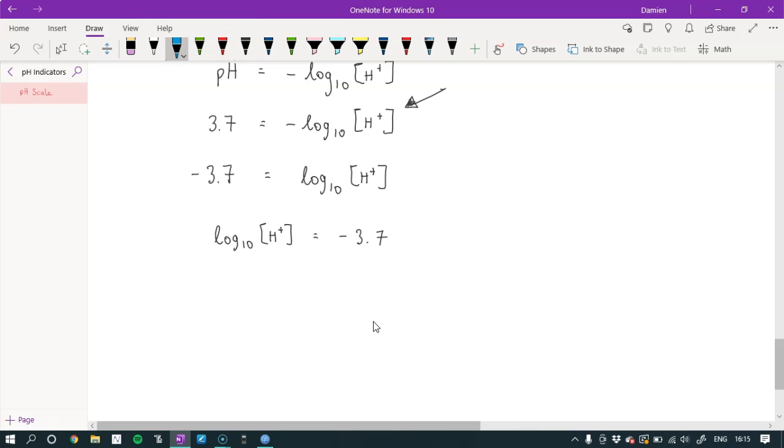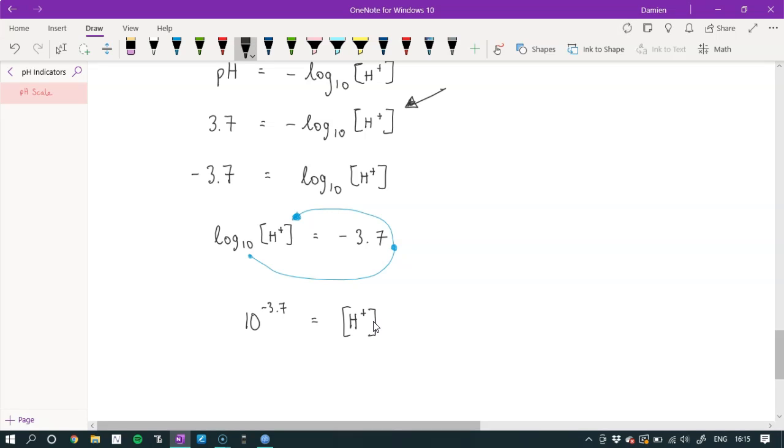And what I do is I start with the 10, and I draw a line all the way around like this back to the hydrogen ion concentration. And what I do is I take my number, the first number that I come across, which is 10. Then I take my next number that I come across, which is minus 3.7, and I put that as a power. And that equals the last thing that I come across, which is your H+.